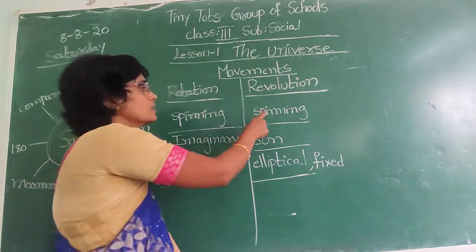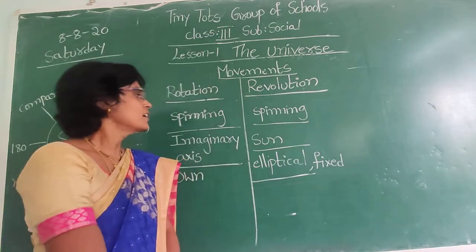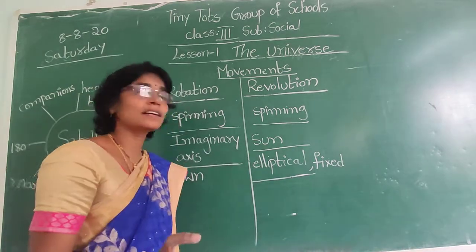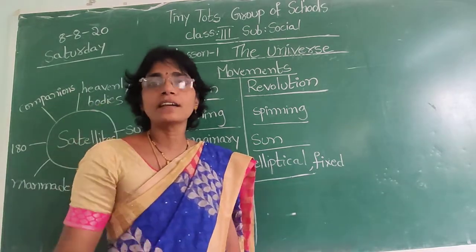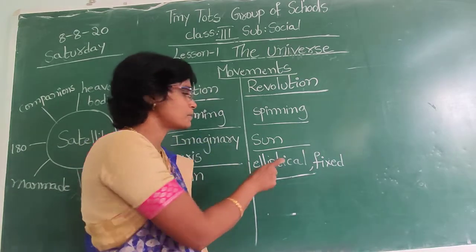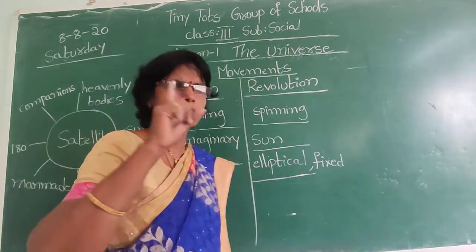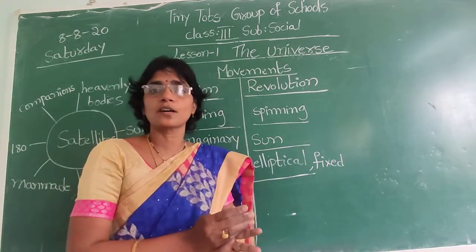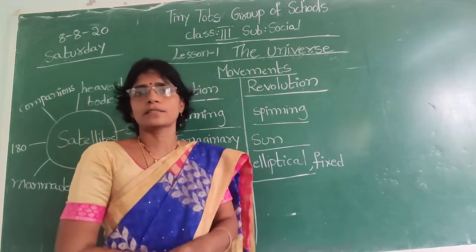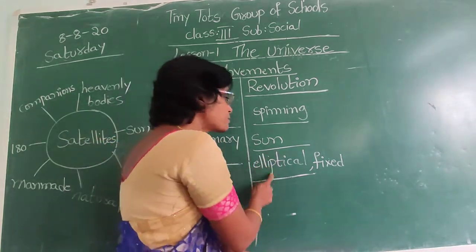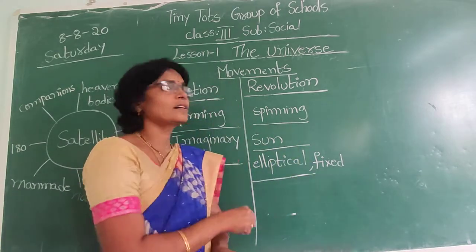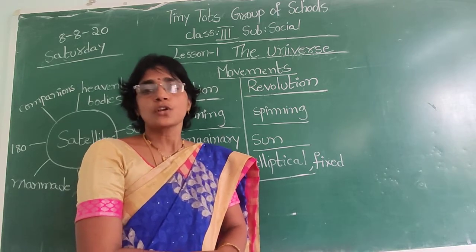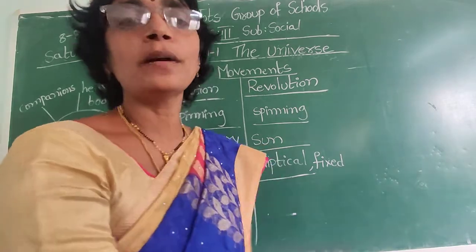And another one is revolution. See, the spinning of the planets revolving around the sun in the elliptical and fixed orbits. That is elliptical and fixed orbits. They are going in the same way. They are not moving this side or this side. If they move even a little bit, there will be a lot of damage. The elliptical and fixed orbit, that is called revolution.